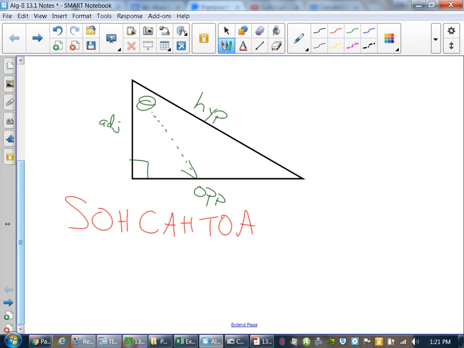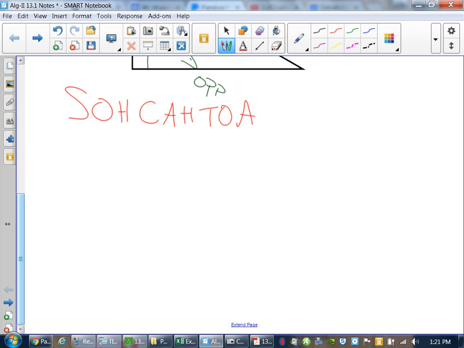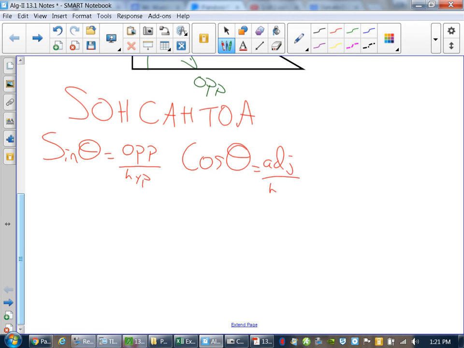What do we got? Sine, cosine, tangent. So this should stand for sine of an angle is your opposite over the hypotenuse. Cosine of an angle is your adjacent over the hypotenuse. And tangent of an angle is your opposite over adjacent. Good old-fashioned SOHCAHTOA. What we do here in Algebra 2 then is introduce you guys to the inverse trig functions.